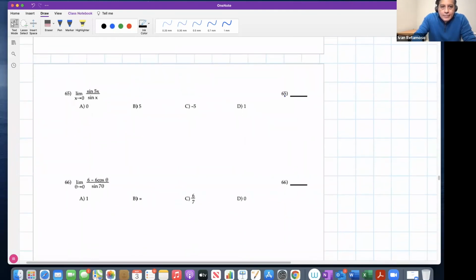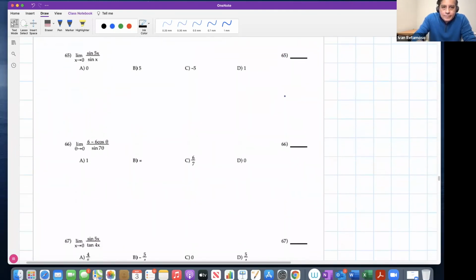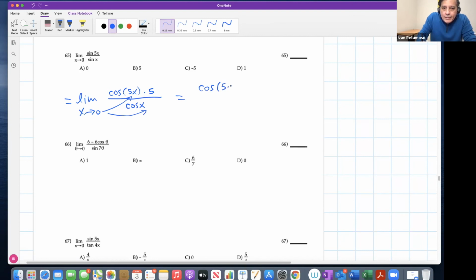I think this one also uses L'Hopital's rule. Quickly change this quotient by the quotient of the respective derivatives. Derivative of sine of 5x is cosine of 5x, the derivative of the outside function, times the derivative of the inside function, 5, right? Derivative of sine of x is cosine of x. L'Hopital says try again.